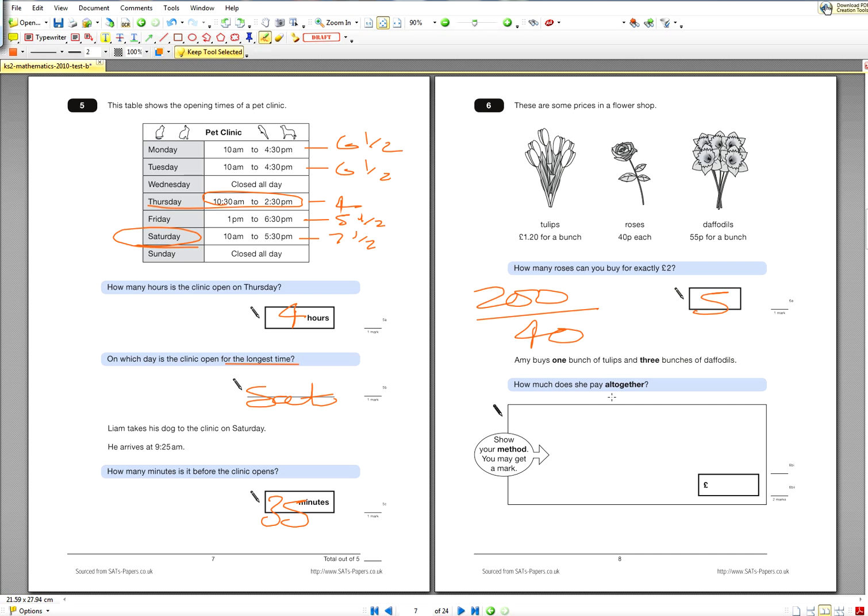Emmy buys 1 bunch of tulips and 3 bunches of daffodils. So remember, this is pounds, that's pence. If you want to do it on a calculator, you change it into decimal money. How much does she pay altogether? The answer is £2.85. Remember, you've got different units. This is 55 pence and this is £1.20. So don't mix them up. Don't put 1.20 plus 3 times 55. You will get the wrong answer.